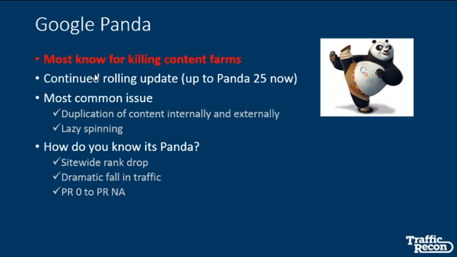Now a lightly spun article, according to Google, is really going to look like a duplicate article. So if you're just changing synonyms and not really changing the tone at all, then it's going to look like the same exact content. So you're going to know it's Panda when your entire site drops, big drops in traffic, and you're not registering any PR at all.